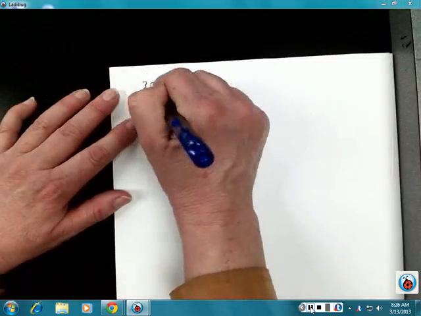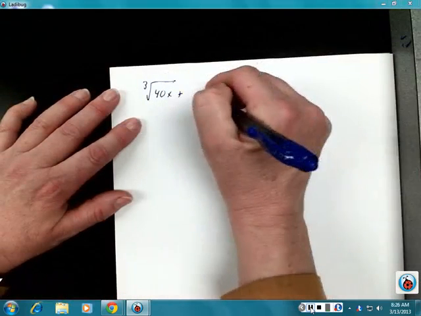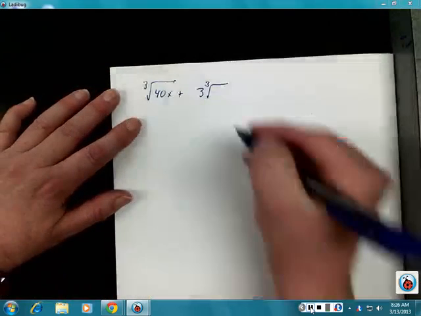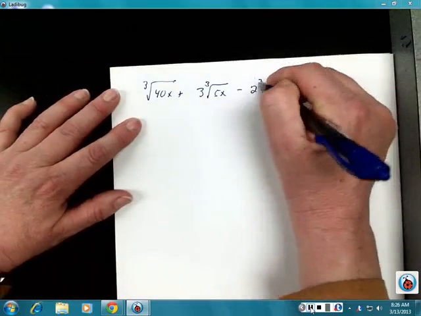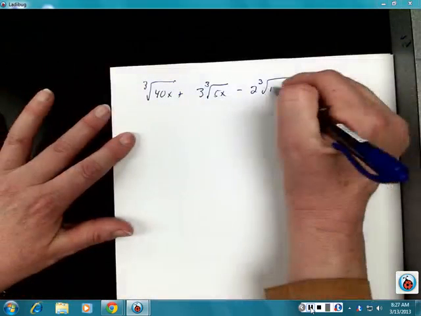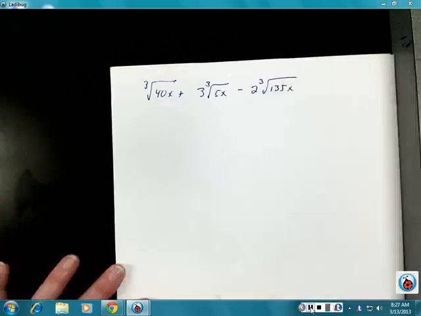Now, they do end up giving you some things that have cubes in them. So if we take a look at this one, the cube root of 40x plus 3 times the cube root of 5x minus 2 times the cube root of 135x. So we've got cube roots in there.